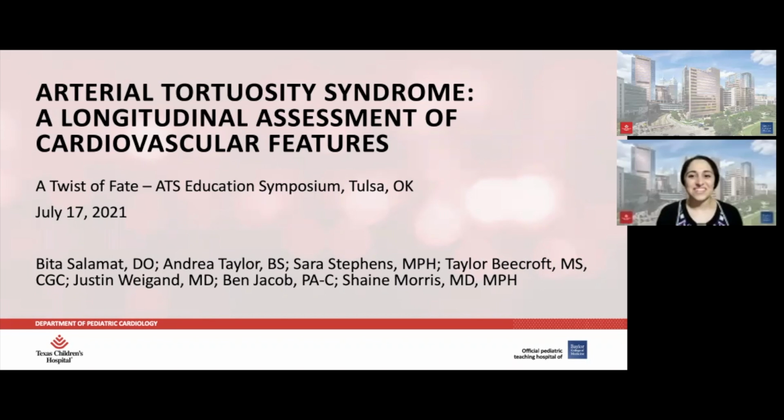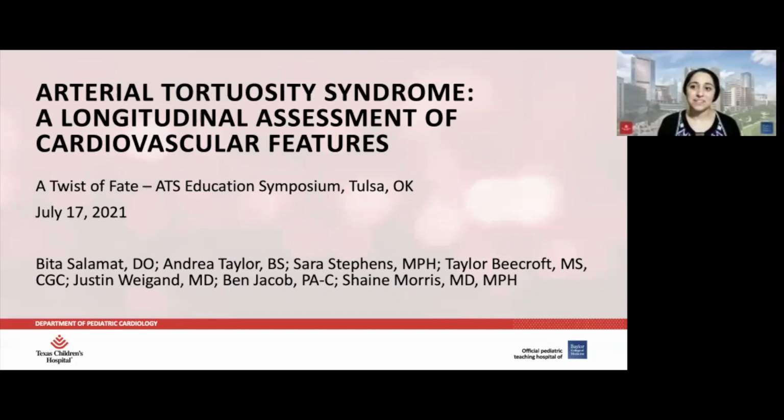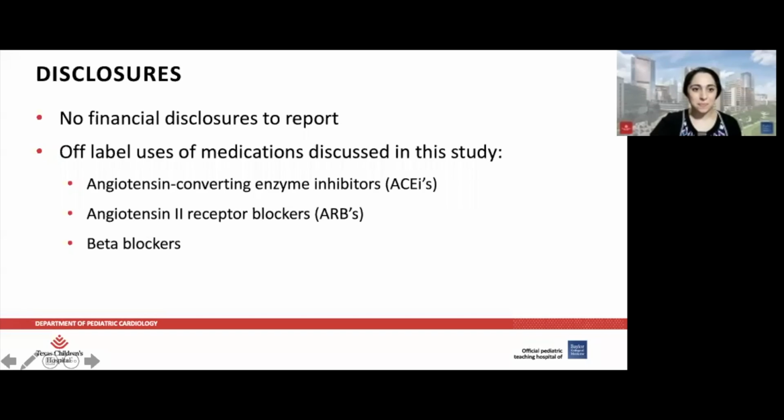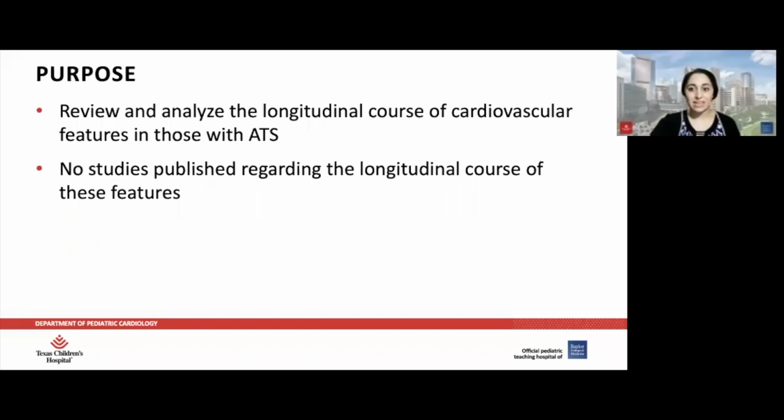Hi, thank you, Dr. Morris, and thank you to everyone who made this possible. Our project today is called the arterial tortuosity syndrome, and we're looking at the longitudinal assessment of cardiovascular features. I have no financial disclosures to report, though I will be discussing off-label uses of ACE inhibitors, ARBs, and beta blockers for ATS management. The purpose of this study is to review and assess the longitudinal course of cardiovascular features in those with ATS, which to our knowledge has not been studied or published before.